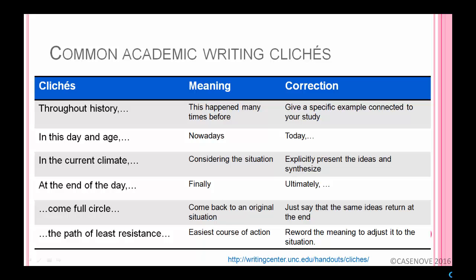To detect whether your essay contains clichés, ask yourselves whether the sentences you are writing are reflecting clearly and specifically your opinion. If some ideas look weak or non-specific, you are probably using a cliché.